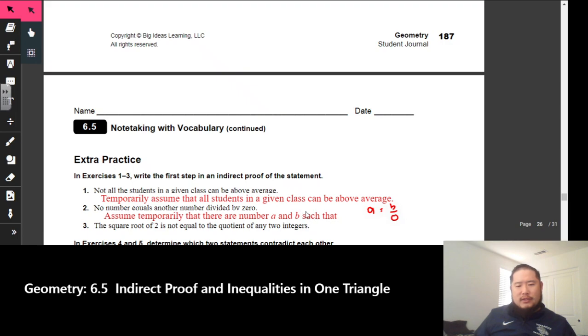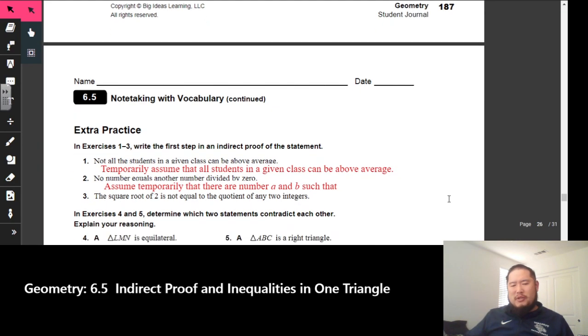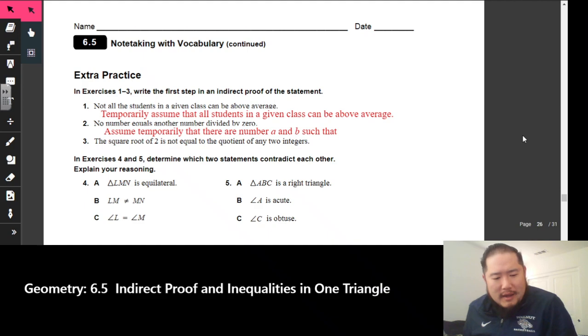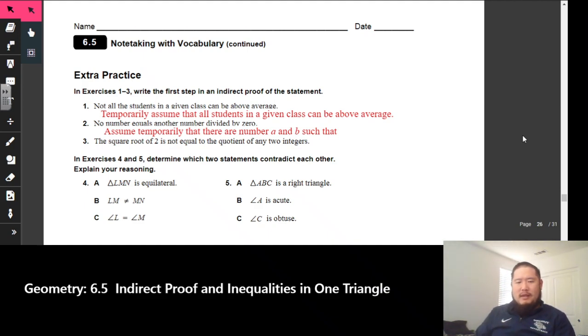Pretty much what we're trying to say: such that A and B such that A is equal to B over 0. And this right here would be my statement. That would be the assumption that there are numbers A and B such that A is equal to B over 0. And that is the contradiction. Let's take a look at number 4. Number 2 is probably not the best problem, but once again, it kind of talks about how we will temporarily assume the opposite of the given statement. Now let's take a look at number 4.